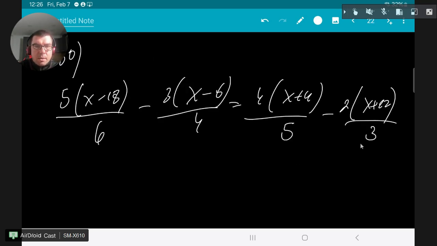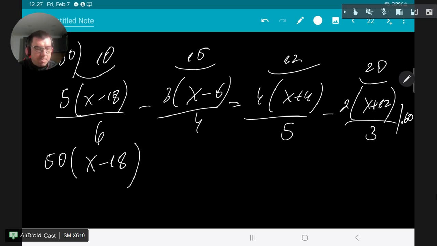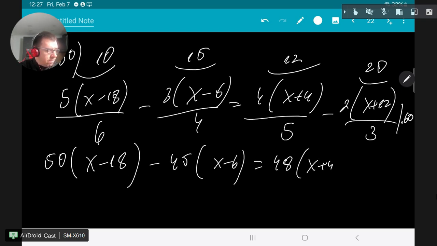So common denominator of 3, 4, 5 and 6, this will be 60, right? By 60. So here is 10, here is 60 divided by 4, 15. Here I get 12 and here I get 20, right? So 5 times 10, this is 50, x minus 18, the numbers are getting bigger and bigger, minus 45x minus 6 equals 48x plus 4 minus 40x plus 12.